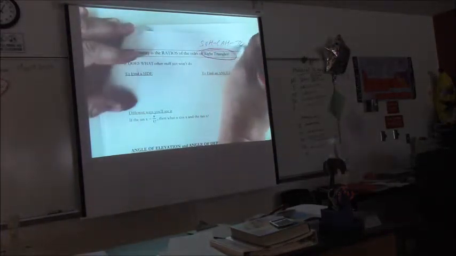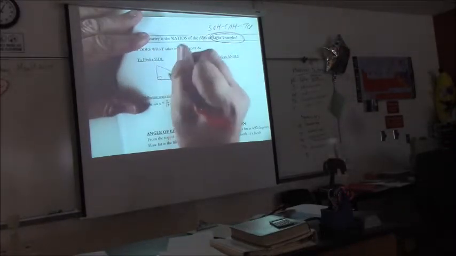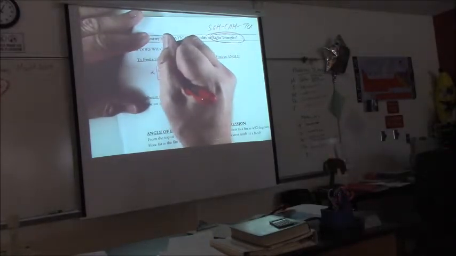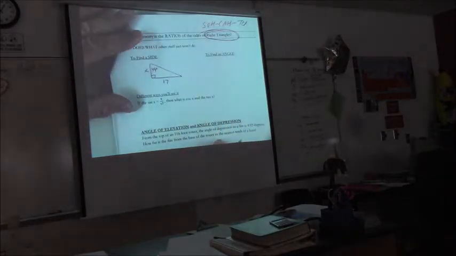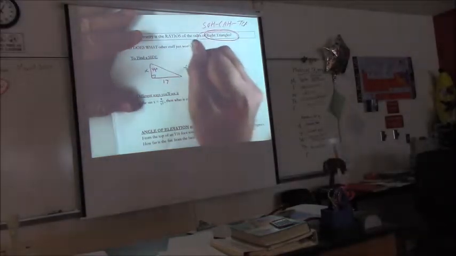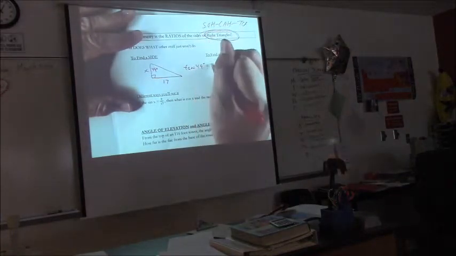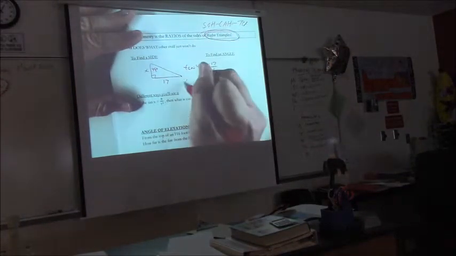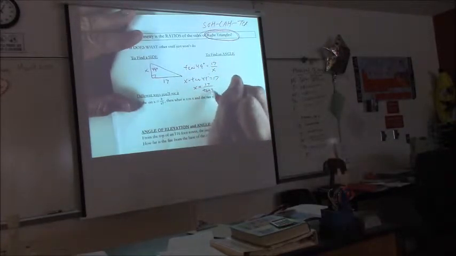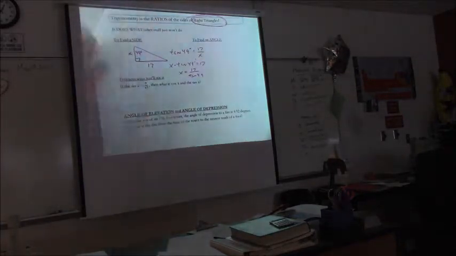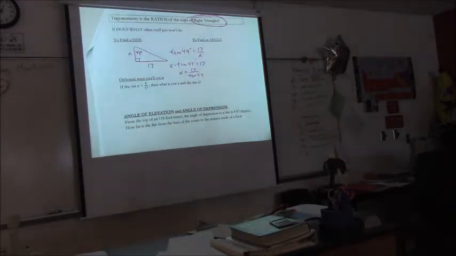SOH-CAH-TOA. So if I want to find a side, and this is, let's say, 49 degrees, and this is 17, I would use tangent. So tangent of 49 is 17 over x. If x is on the bottom, I don't panic. I just multiply by x, and then I'm going to have to finish it by dividing by what? The tangent of 49.